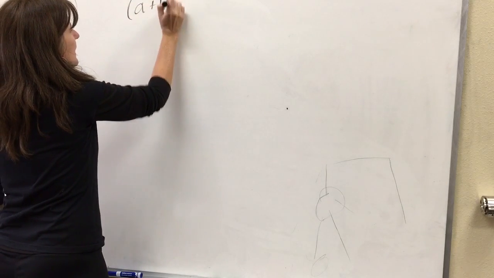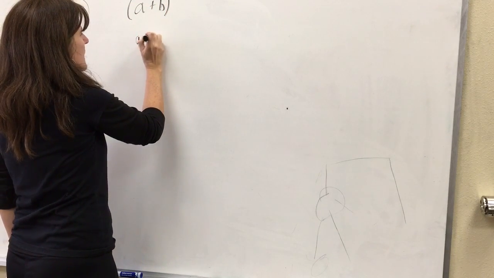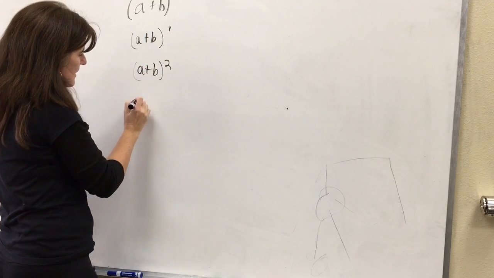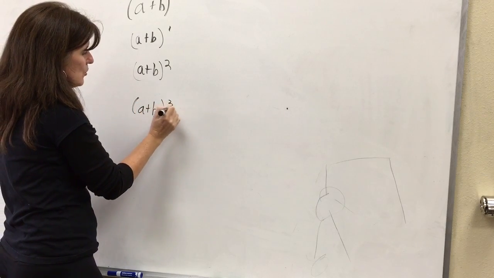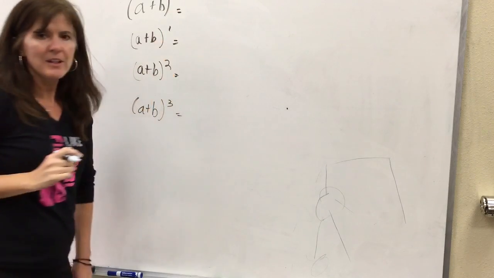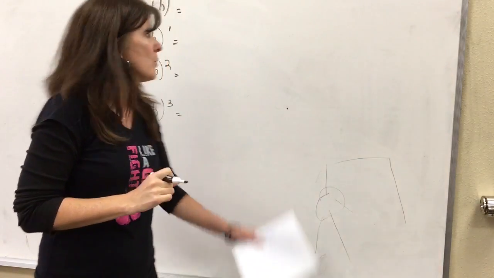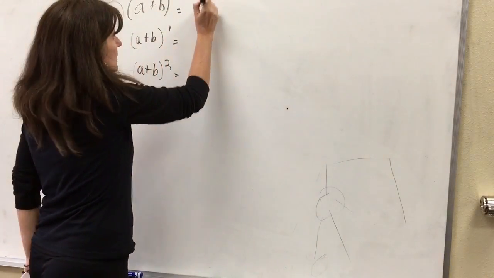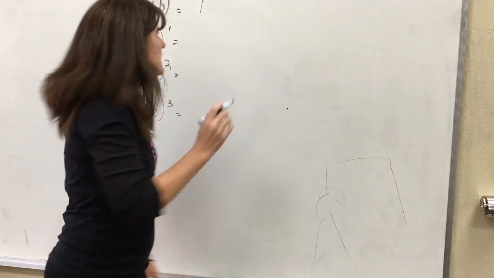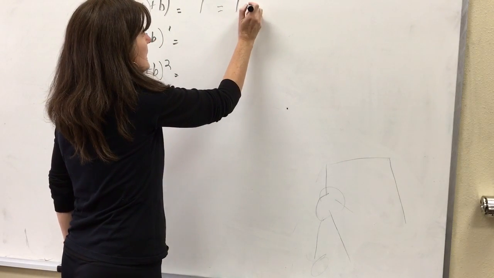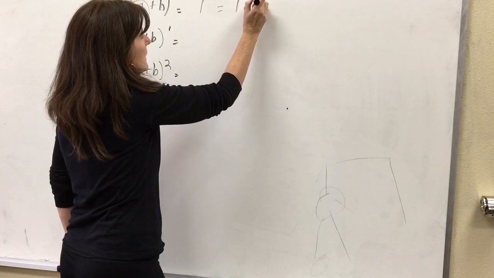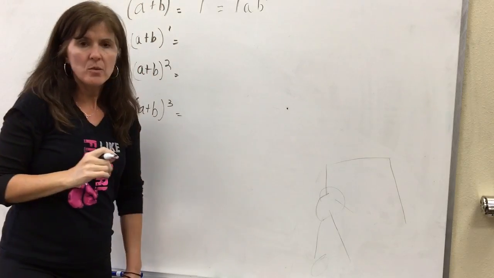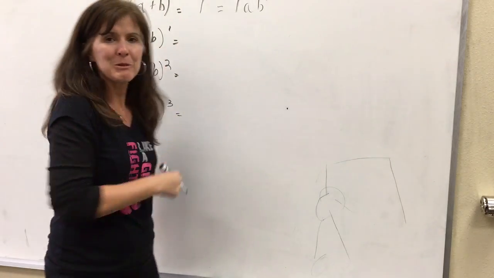So if we have a plus b to the 0, a plus b to the 1, a plus b squared, a plus b cubed, we can see, if we figure this out, there is a pattern. So let's do this first. What's a plus b to the 0? Well, we know anything to the 0 is 1. Another way I could write that is 1 A to the 0 B to the 0, and that equals 1.